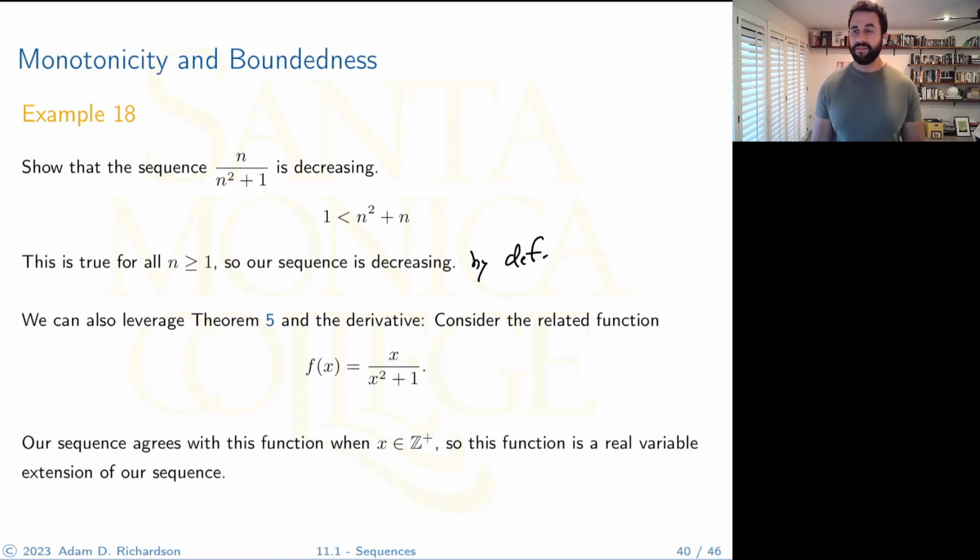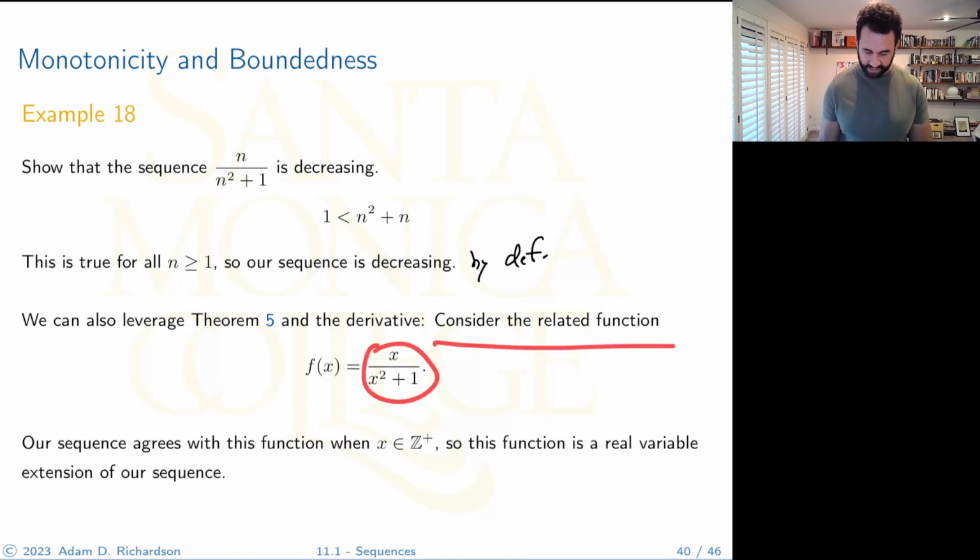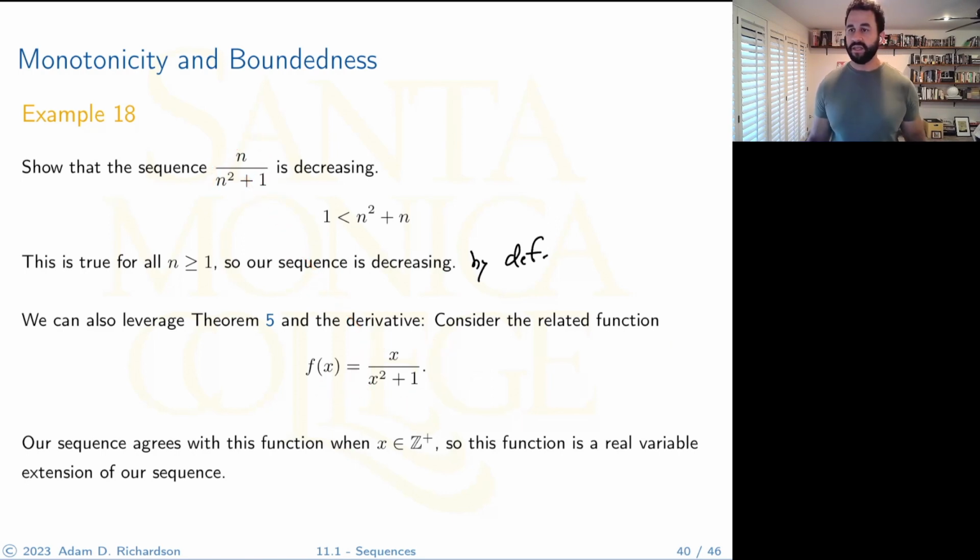However, sometimes using the definition can be a little bit hairy and a little bit unwieldy, so it's nice if there are other approaches. And one other approach that we're going to use here is a real variable extension. So we're going to do this instead. We're going to consider the related function given by this. And again, this is just the function that agrees with our sequence on the positive integers, but it's a function of a real variable. And now what we need to do is show that this function is decreasing, because if this function is decreasing, then our sequence is decreasing.